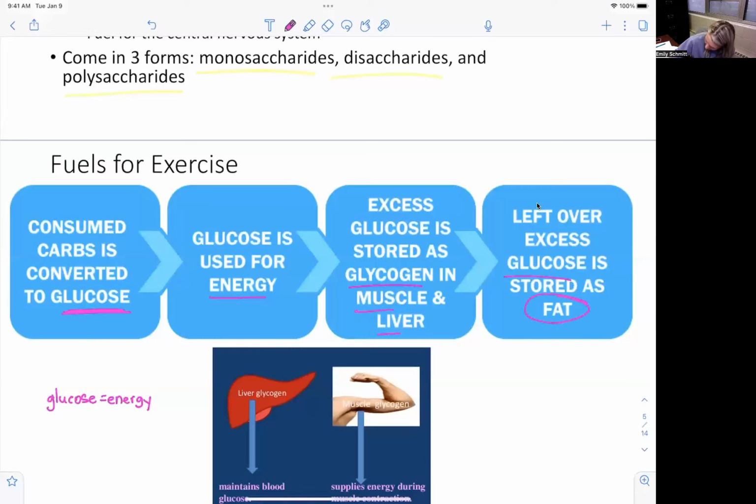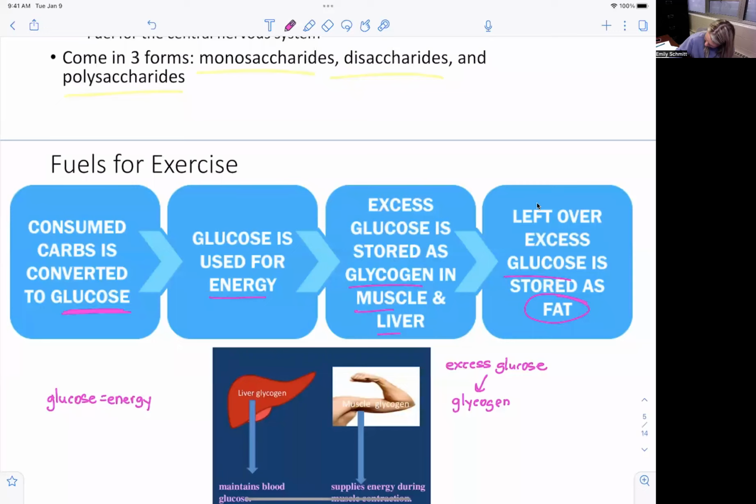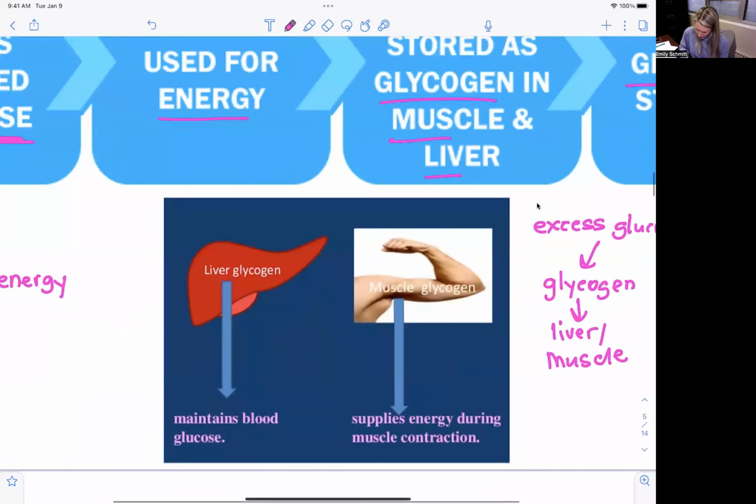So excess glucose can be stored as glycogen in the liver and muscle. And then excess glucose will be stored as fat. And so this just gives a little description of liver glycogen used to maintain blood glucose, and then muscle glycogen will supply energy during muscular contraction.